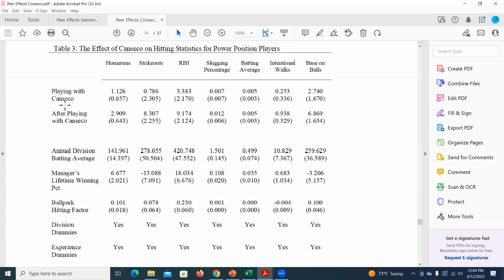Now, what they find here is that there's no real strong significance. But they do find a lot of these things are positive, right? You're more likely to get a home run. You're more likely to strike out, though, as well. More likely to have a higher number of RBIs, right? And even a higher number of walks, right?